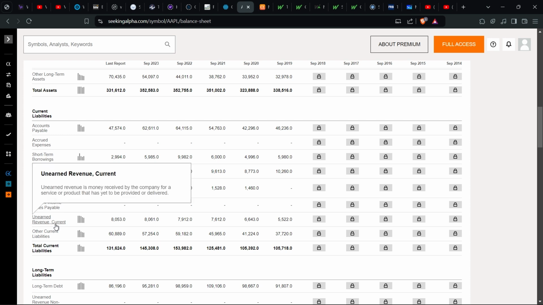It's usually subscriptions, but not subscriptions for the current accounting period, but rather subscriptions for future accounting periods.